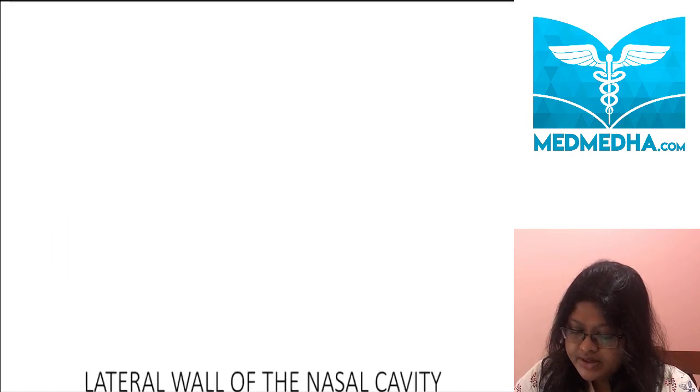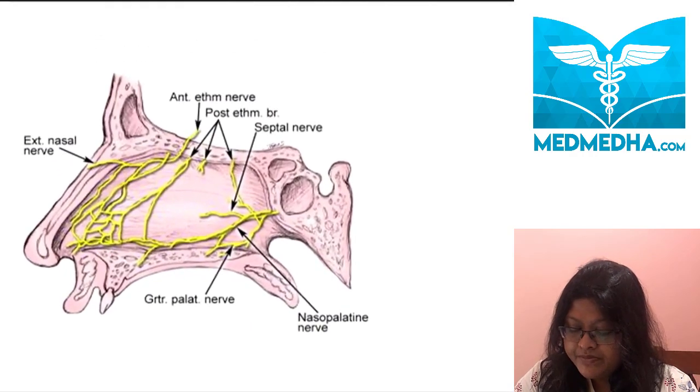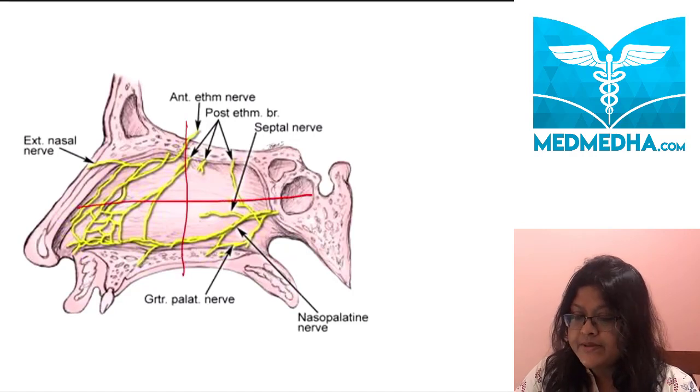Now we come to the nerve supply of the nasal septum. The nerve supply of the nasal septum, again we divide it into four quadrants.